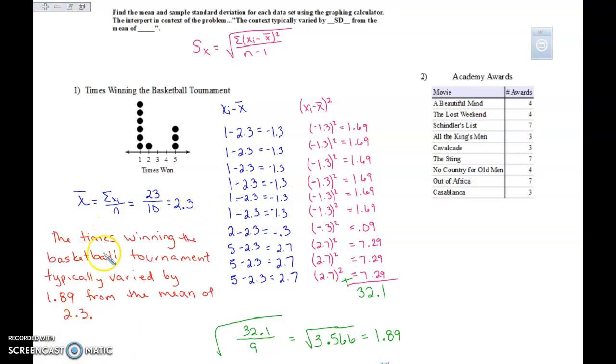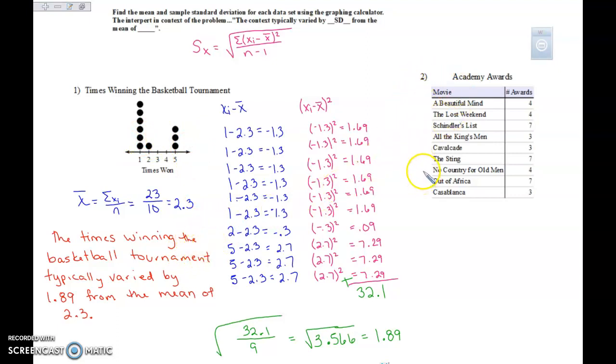Okay, so when you're putting it in context, you should write something like this. It says, the times winning the basketball tournament typically vary by 1.89 from the mean of 2.3. So basically, if you have your mean, it's 2.3 here, it's going to vary by 1.89 down below and 1.89 above. So that's how much it can vary from the mean for the standard deviation. So your data set varies that much from the mean going down and above. That's what the standard deviation is. It's how much it typically varies from the mean.